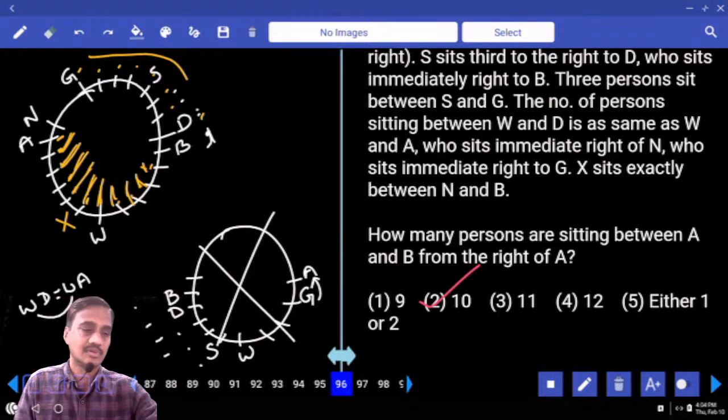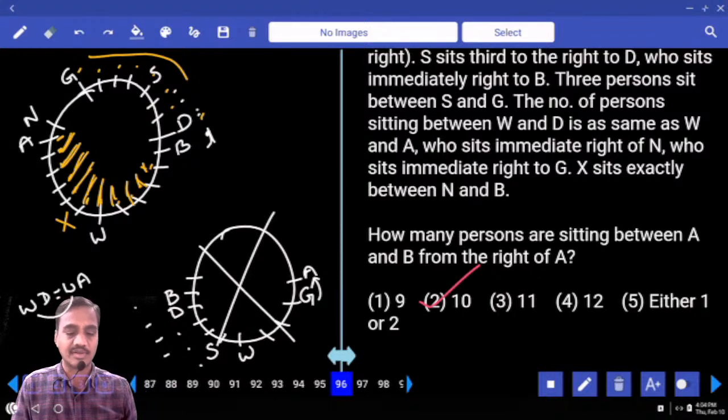Clear? Now this is about question numbers 92 to 96.